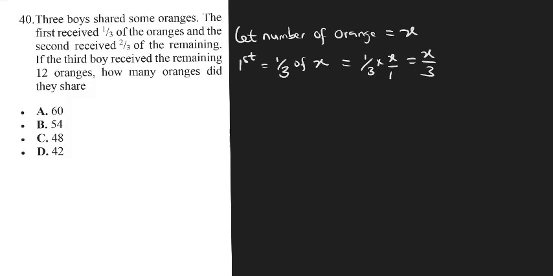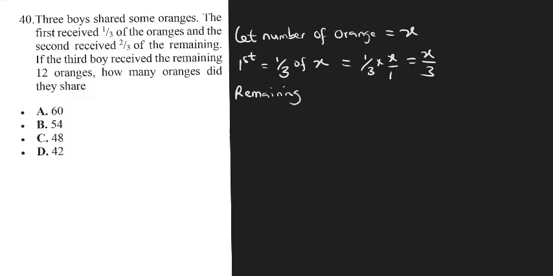Then the second receives 2/3 of the remaining. So now one thing you need to understand is that it's the remaining. The remaining of these X now. So for the second one now, that means we have to get the remaining first. Then we'll write 2/3 of that remaining. So we're going to say remaining now.